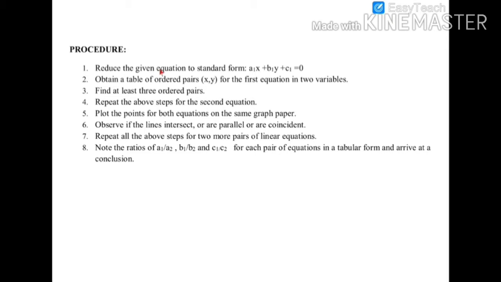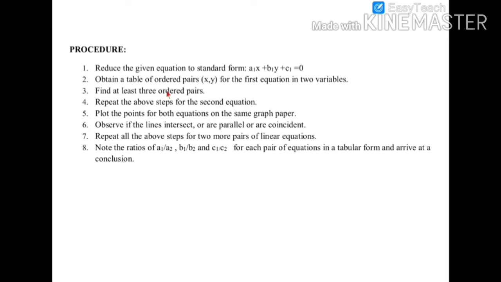The first step is to reduce the given equation in its standard form, which is a1x plus b1y plus c1 equal to 0. Then for each linear equation, find out a table of solution of ordered pairs x, y. Each ordered pair x, y is a solution of this linear equation. And find at least 3 ordered pairs. As we know that the graph of a linear equation is a straight line, to draw a straight line we need at least 3 points.